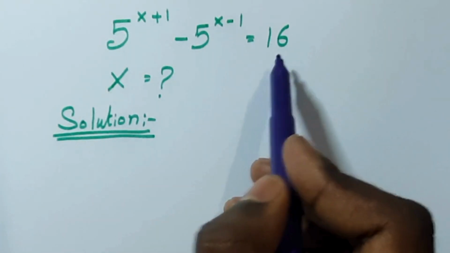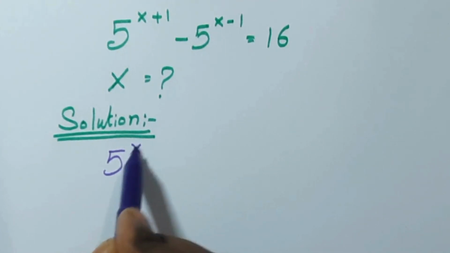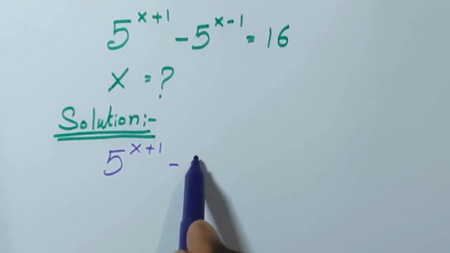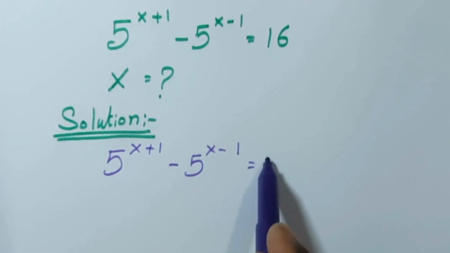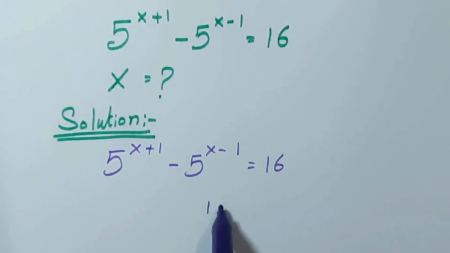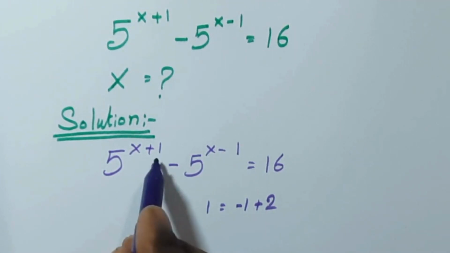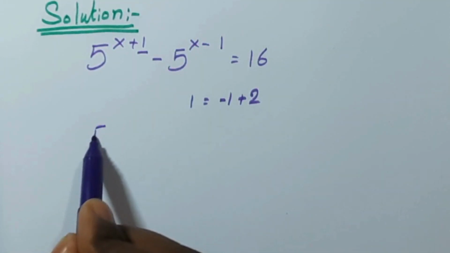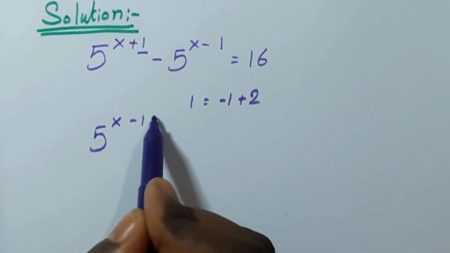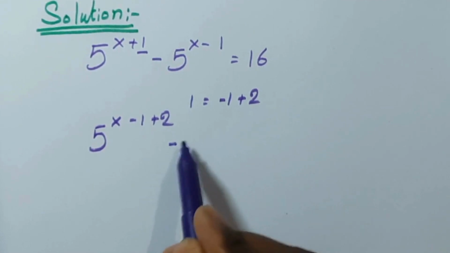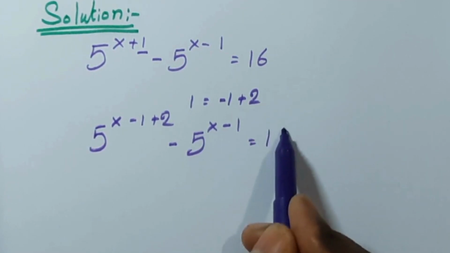Today we are going to solve this equation to find the x value. Solution: 5 to the power of x plus 1 minus 5 to the power of x minus 1 equal to 16. Here, x plus 1 equals x minus 1 plus 2, so we are going to implement that here. So 5 power x minus 1 plus 2 minus 5 to the power of x minus 1 equal to 16.